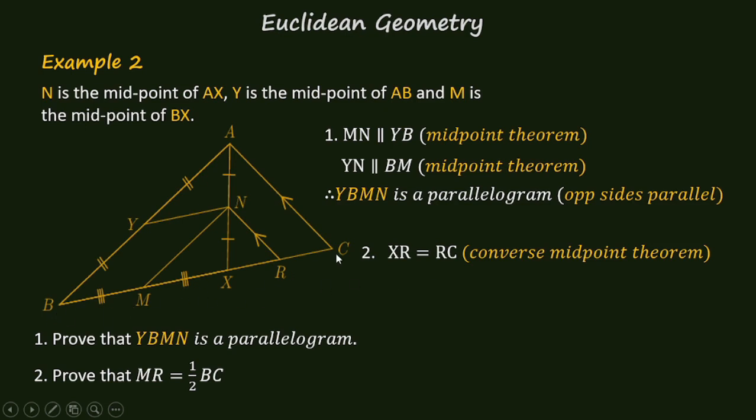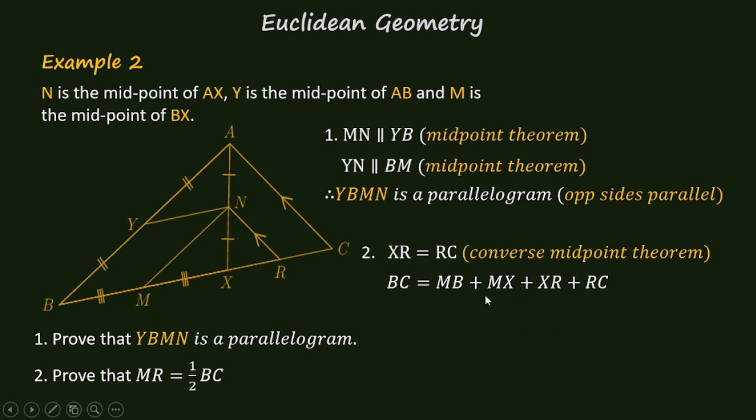I can write BC in terms of BM or MB, MX, XR, and RC, the smaller sides that make up BC. So I can say BC is MB plus MX plus XR plus RC. But these two are equal to each other from what we're given here, right? We know that MB or BM equals MX. It's given on the structure. Also, XR equals RC. We've just proven it here because of the converse midpoint theorem.